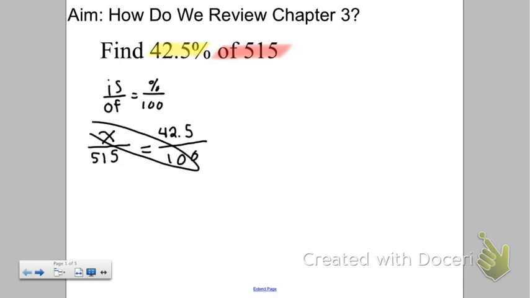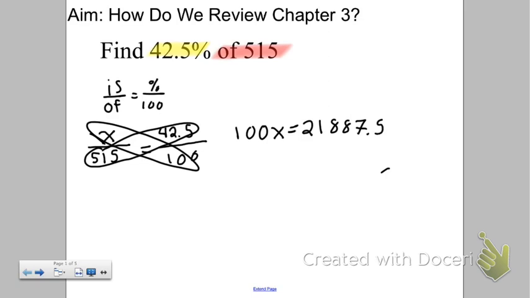We're going to cross multiply. 100 times x is 100x equals 515 times 42.5 equals 21,887.5. So now we still have to solve this for x.